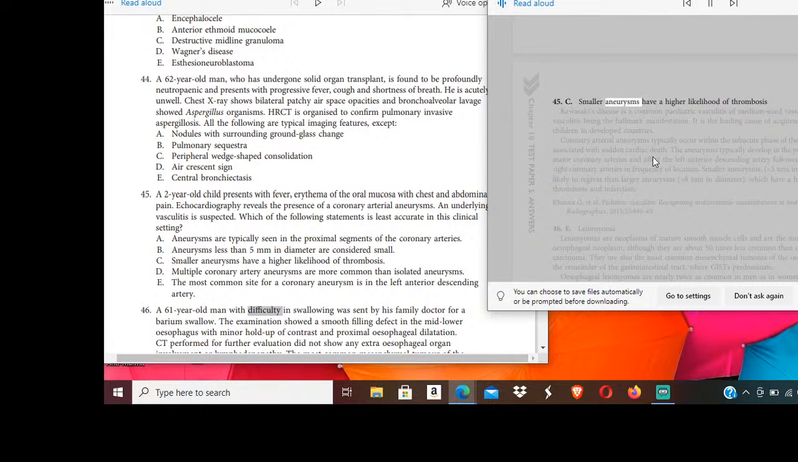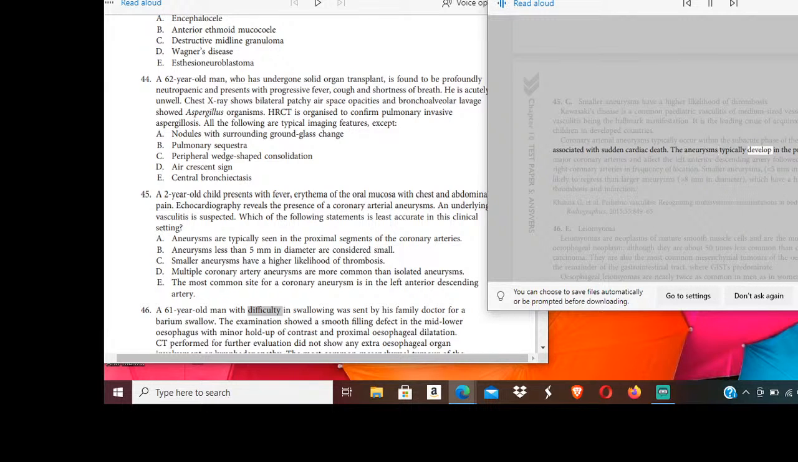45. C. Smaller aneurysms have a higher likelihood of thrombosis. Kawasaki's disease is a common pediatric vasculitis of medium-sized vessels, with coronary vasculitis being the hallmark manifestation. It is the leading cause of acquired heart disease in children in developed countries. Coronary arterial aneurysms typically occur within the subacute phase of the disease, and may be associated with sudden cardiac death.